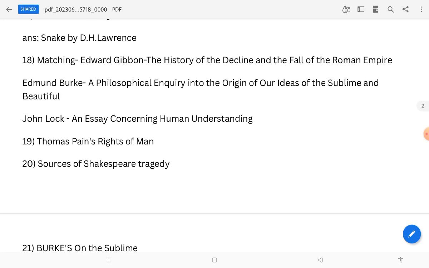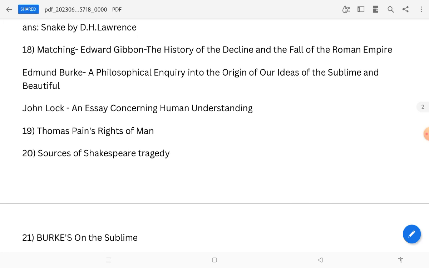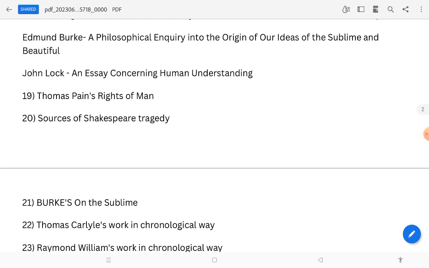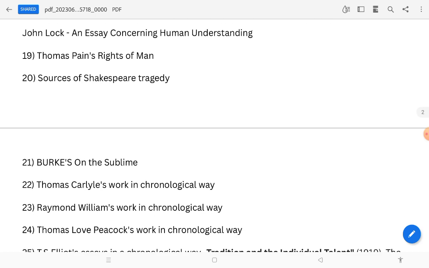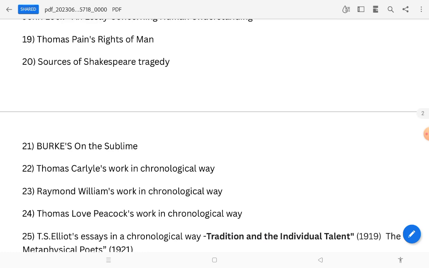Then matching question. Edward Gibbon's famous work, The History of the Decline and Fall of the Roman Empire. Edmund Burke, A Philosophical Inquiry into the Origin of Our Ideas of the Sublime and Beautiful. John Locke, An Essay Concerning Human Understanding. There may be other options, so these are the three right ones. Then question number 19. There is a question from Thomas Paine's Rights of Man.